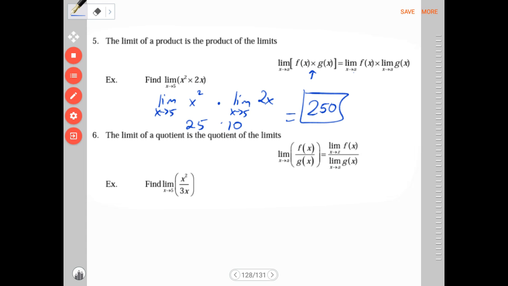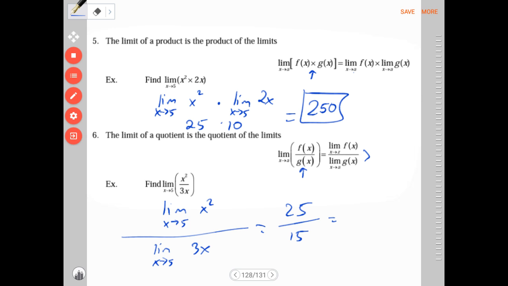Number 6. The limit of a quotient is the quotient of the limits. Again, if I have two things that are dividing, I just divide the two limits. So this one is going to be the limit as x approaches 5 of x squared divided by the limit as x approaches 5 of 3x. That top part is going to be 25, just put in the 5. The bottom part is 3 times 5, so that's 15. 25 divided by 15, with a common factor of 5, gives 5/3 as our limit.